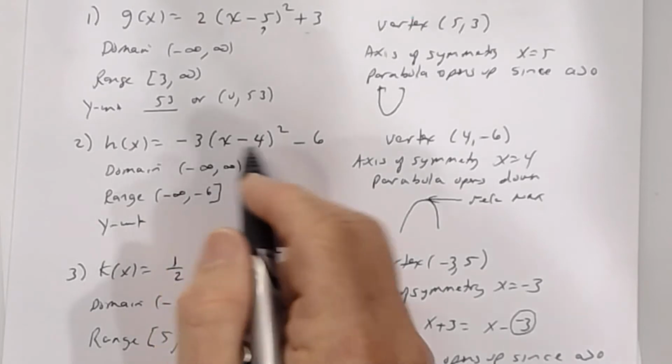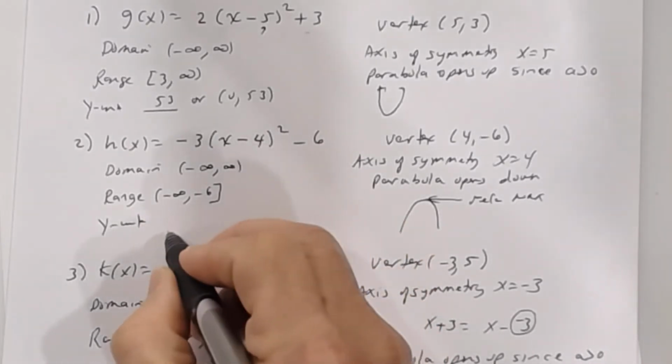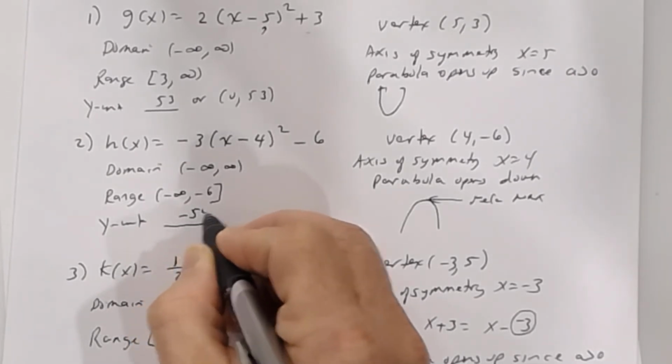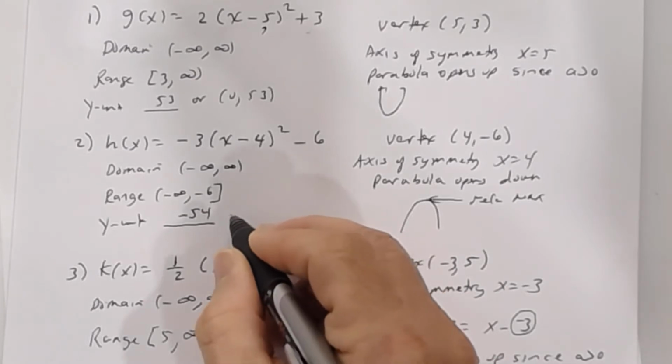Negative 48. Negative 48 and negative 6? Negative 54. Remember, I make these up. That's why they're as they are.